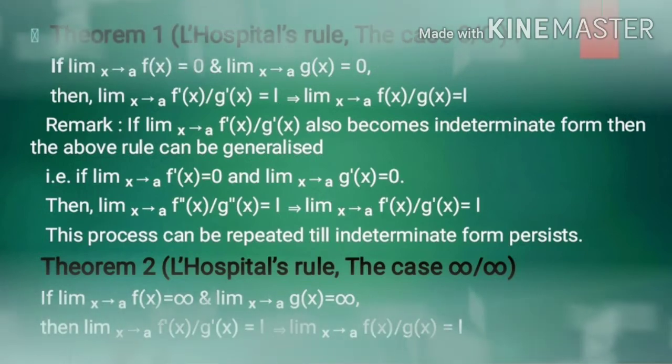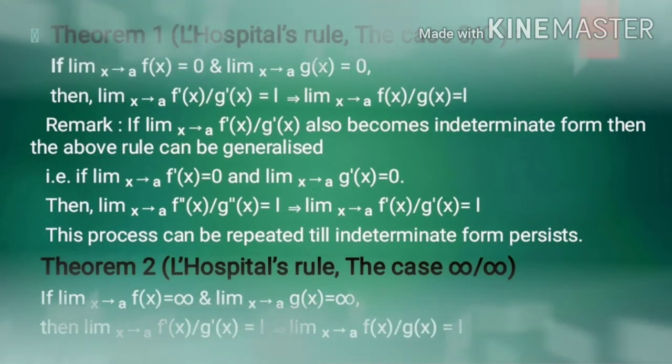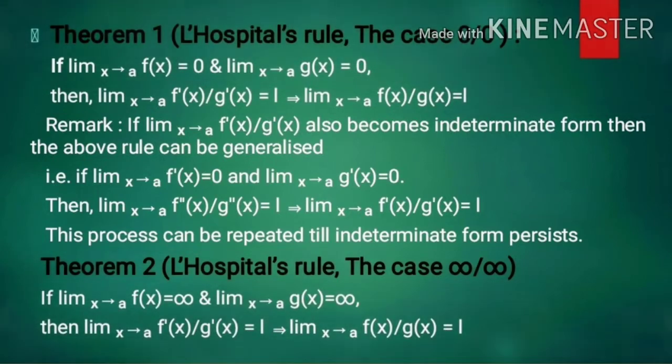If limit of f dash of x upon g dash of x also becomes an indeterminate form of the type, then the above rule can be generalized, that is limit of f dash of x is 0 and limit of g dash of x is 0. Taking the derivative, derivative of f dash of x is f double dash of x and derivative of g dash of x is g double dash of x. Therefore, limit of f double dash of x upon g double dash of x is L, and this limit is also the limit of f dash of x upon g dash of x. This process can be repeated as long as the indeterminate form persists. Similarly, L'Hospital's rule for the case infinity upon infinity.